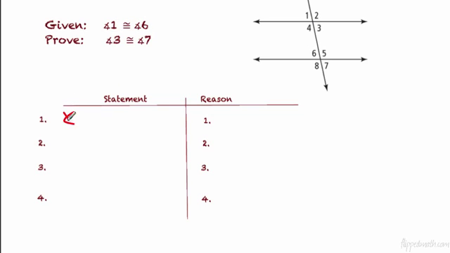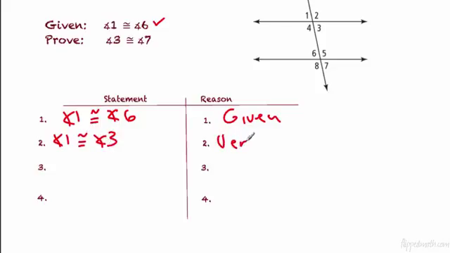Well, before we get started, let's put that in there. Angle 1 is congruent to angle 6, and the reason why is given, because they gave it to us. Cha-ching. Now I'm going to look at 1 and 6. What else do we know? Well, I know angle 1 is congruent to angle 3. The reason why? Because they're vertical angles.